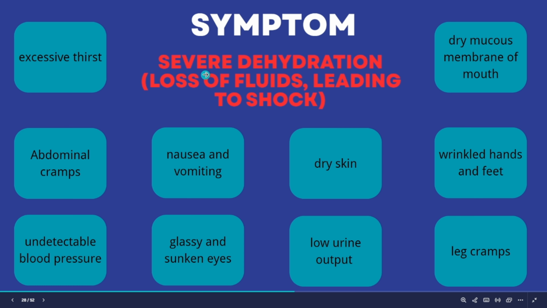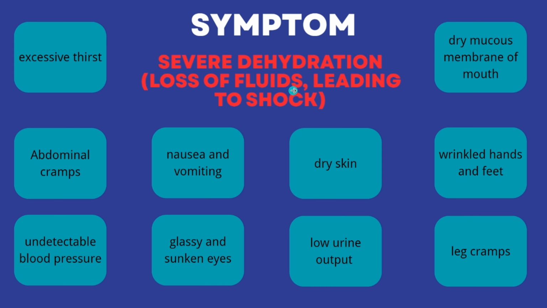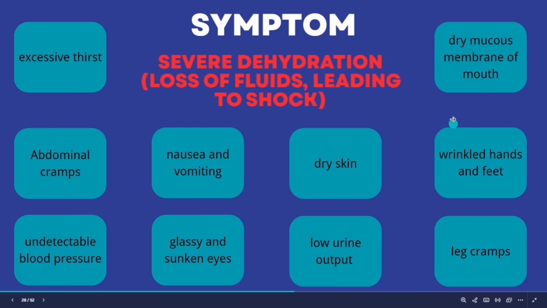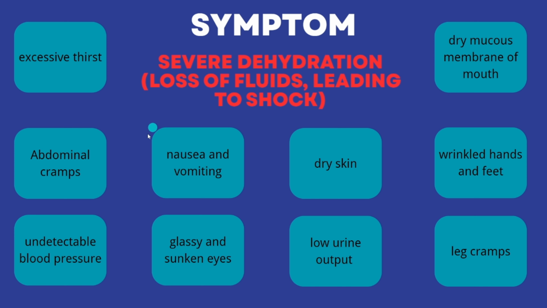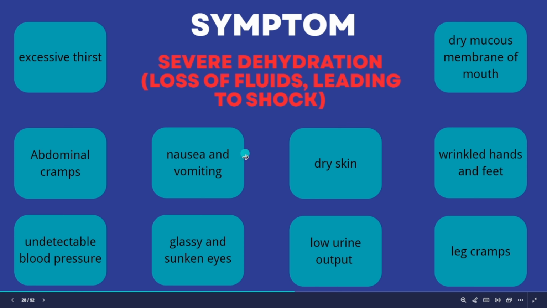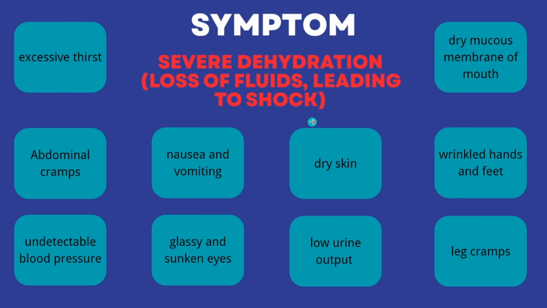The major symptom is severe dehydration, loss of fluid leading to shock. There are also other symptoms: excessive thirst, nausea, vomiting, dry skin, leg cramps, dry mucus. Normally all of these are because you have lost water. When water is lost from your body, these are all the symptoms that you may have when you get infected by this bacteria.